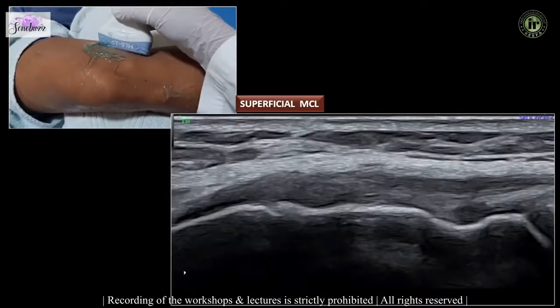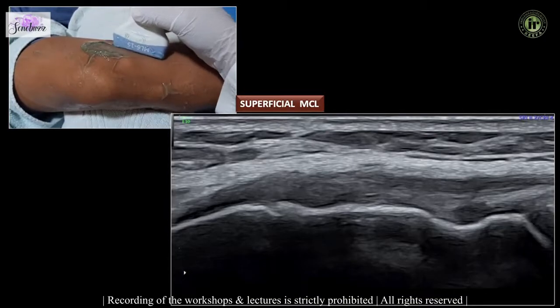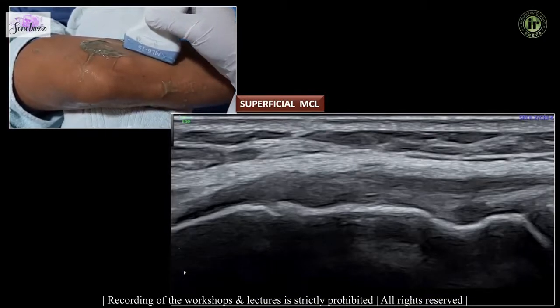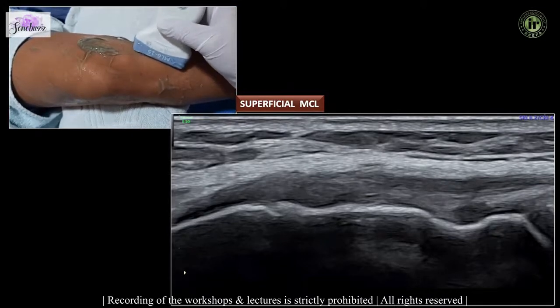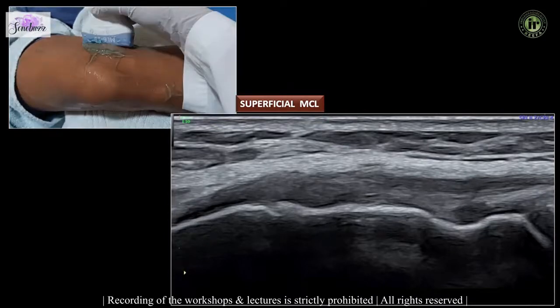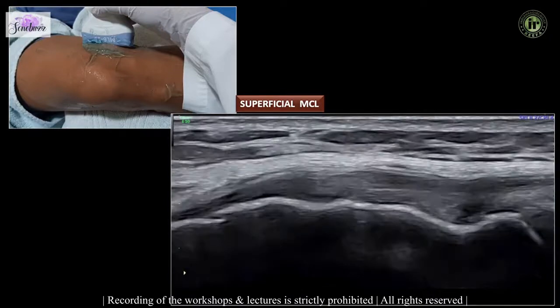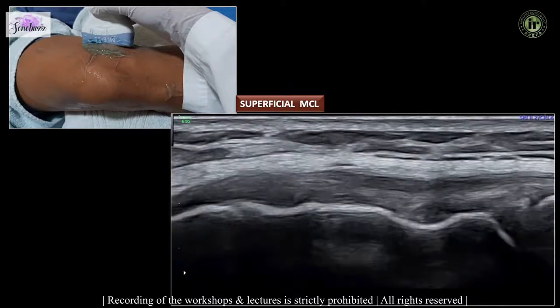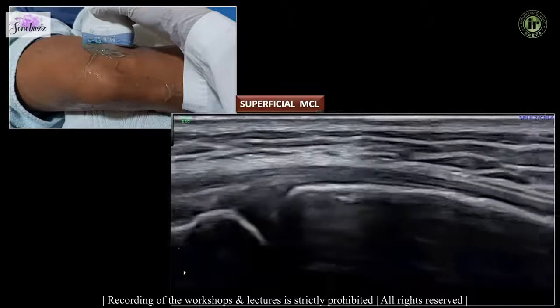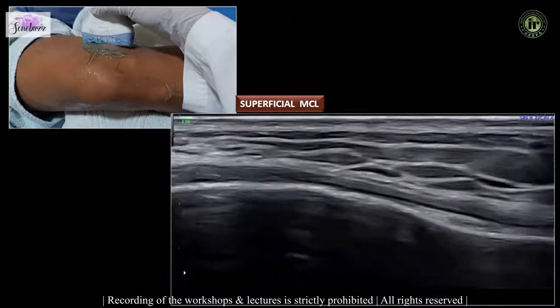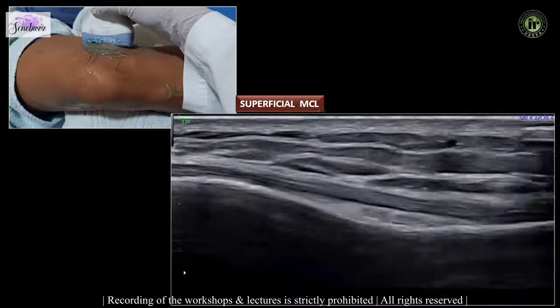Superficial MCL is about 2 to 3 millimeters thick and 9.5 centimeters long. It arises just below the medial epicondyle, and at this site it is much thicker and wider and needs a detailed evaluation because most of the pathologies, including tears, are most common in this region. As you move down, we can see the ligament passing across the joint line, moving down into the proximal tibia to get its insertion about 6 to 7 centimeters below the joint line.